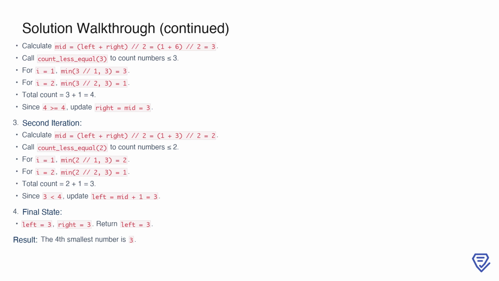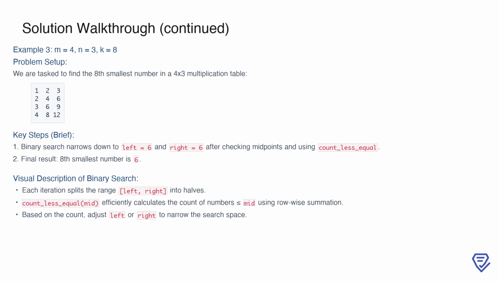Using the same binary search approach, the search narrows down to left equals 6 and right equals 6 after several iterations. The final result for this example is that the 8th smallest number in the 4 by 3 multiplication table is 6. Throughout the binary search process, we efficiently narrow down the range, left, right, by repeatedly splitting it in half and counting the numbers less than or equal to the midpoint.